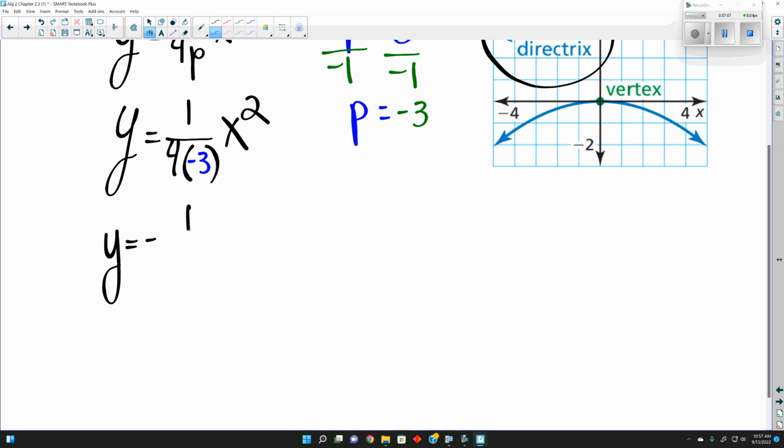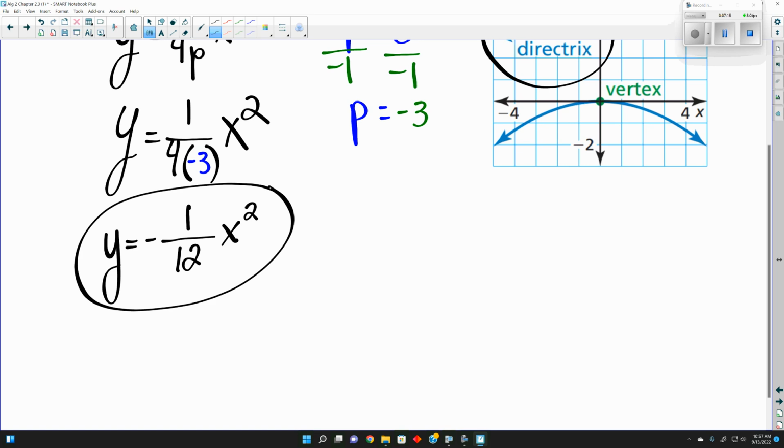So if we simplify this fraction, well, 4 times 3 is 12. And our sign is going to be negative. And that's all we need to do to solve this one here. We just need to find the value of p. Once we found it, we plug it in and we simplify.